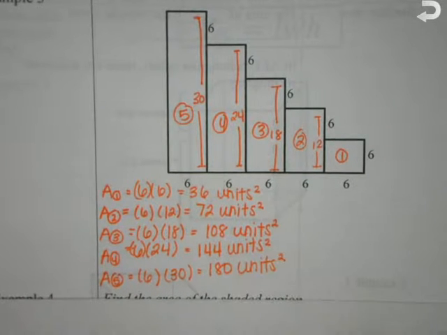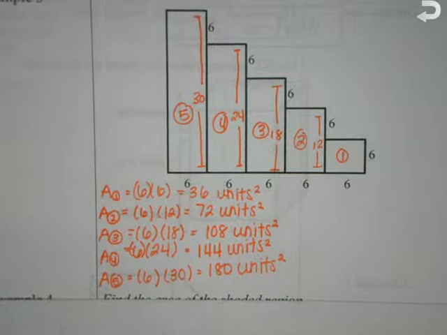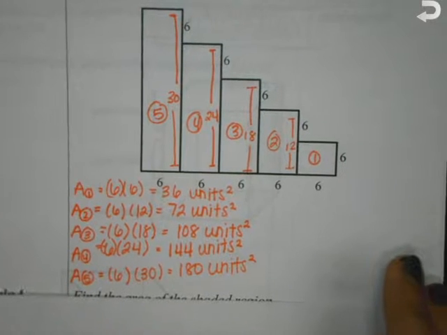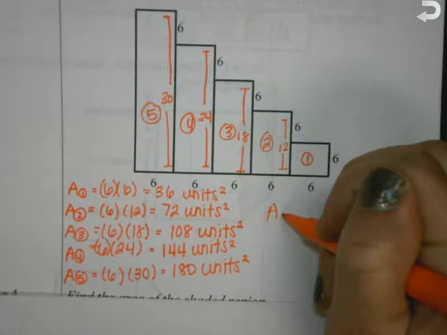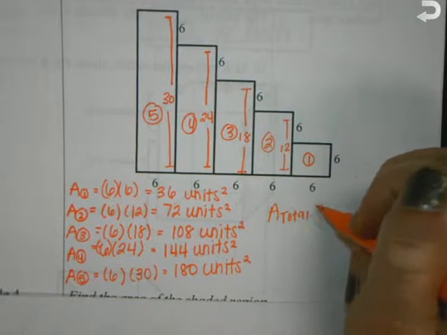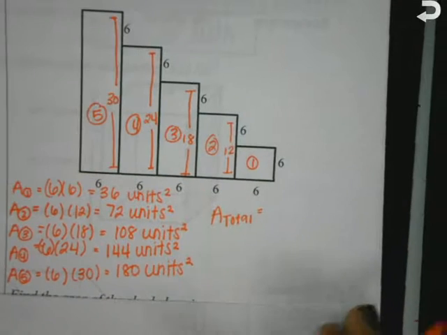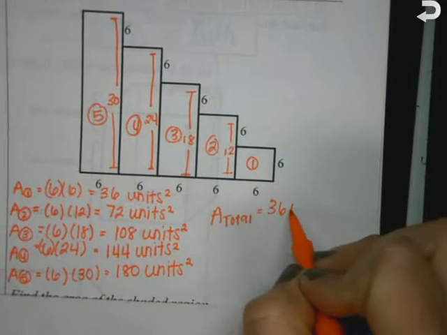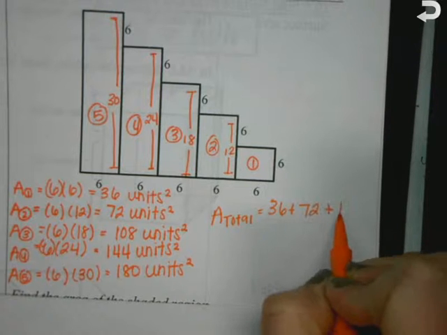So how do I find the total, ladies and gentlemen? Add it all up together. So area total. 36. Good job. 36 plus 72 plus 108. I ran out of room. Plus 144 plus 180 equals.